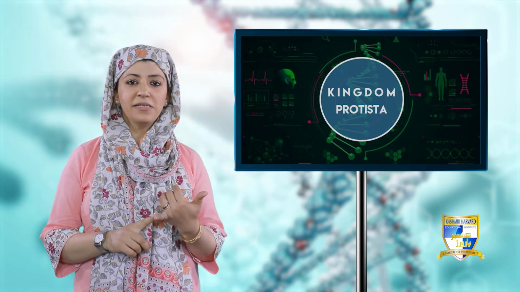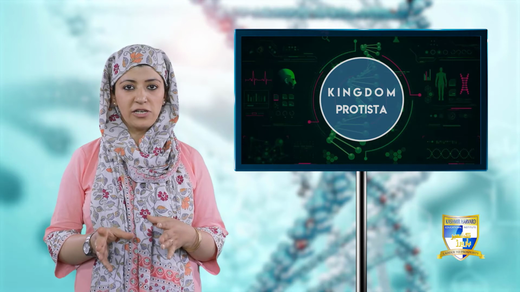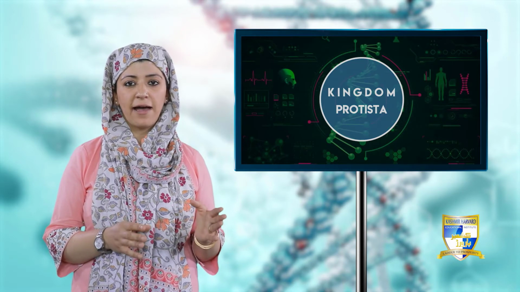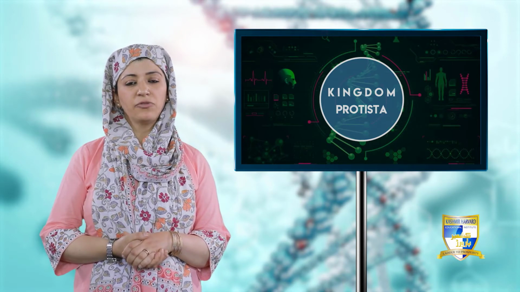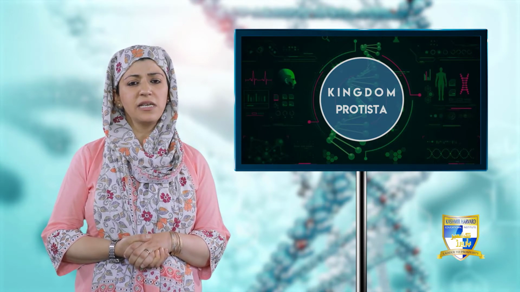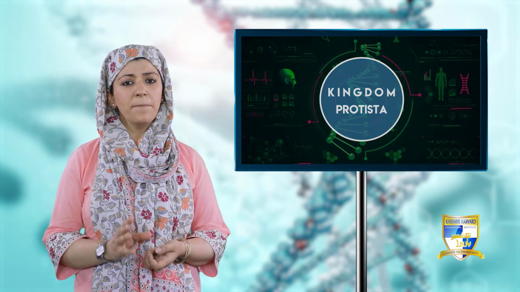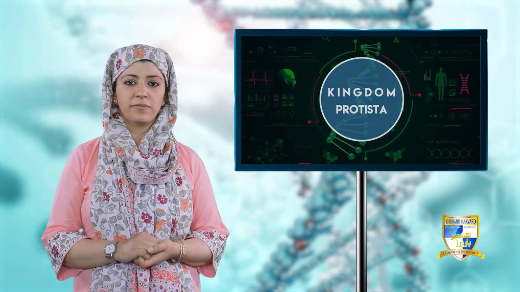The examples are dinoflagellates and zooflagellates; they have flagella. Now the third type of locomotory organ is cilia. What are cilia? Cilia are the small outgrowths of the cell. Their number is usually numerous.